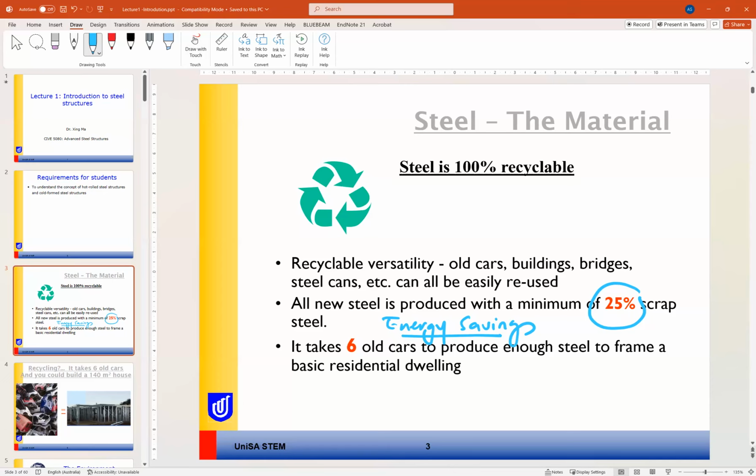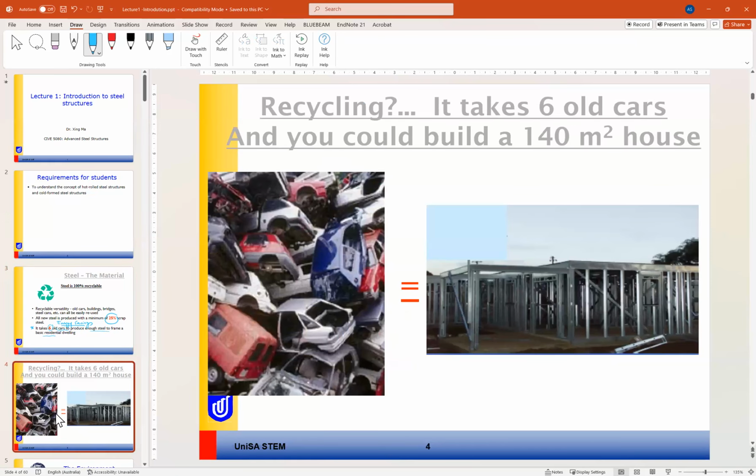So it is also interesting to know that 6 old cars can be enough to produce a basic residential dwelling. So the steel in 6 old cars can be reused or recycled to build a basic residential dwelling or basic residential house. Okay, so this is one interesting fact about steel as a recyclable material.